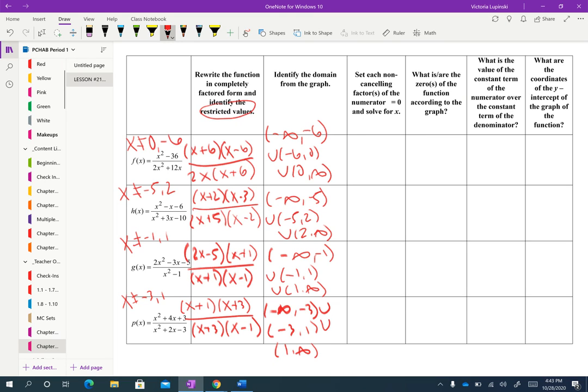So again, trying to make connections between the old stuff and the new stuff. Being a restricted value means there's a discontinuity, which means that the function is not continuous there, which of course means that there's a domain restriction.